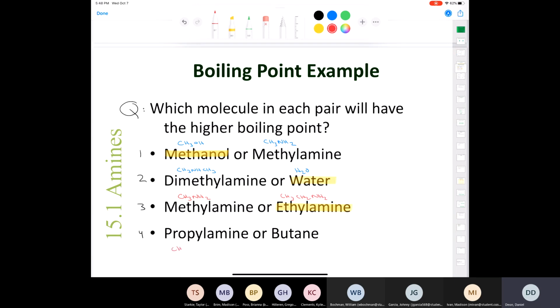If we draw the structure of propylamine, it's CH3, CH2, CH2, primary amine, and butane, which is 1, 2, 3, 4, is simply an alkane. The only intermolecular forces experienced by alkanes are London forces. And so the amine, propylamine, since it has hydrogen bonding, and they both have similar molar mass, is going to have a significantly higher boiling point. So there we go. We're already able to look at some molecules and come up with some trends with respect to boiling points.